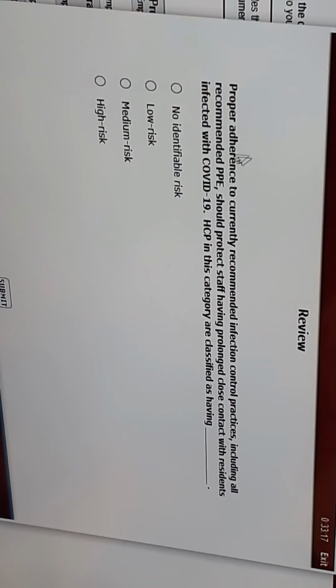Proper adherence to currently recommended infection control practices, including all recommended personal protective equipment, should protect staff having prolonged close contact with residents infected with COVID-19.